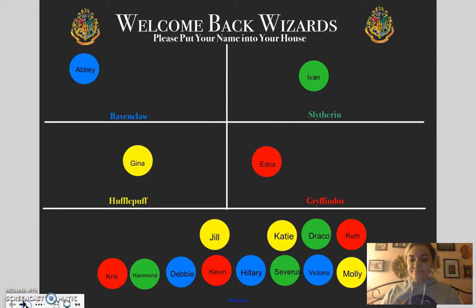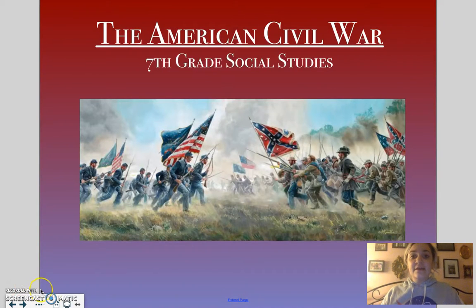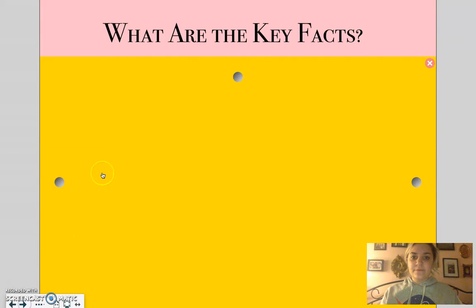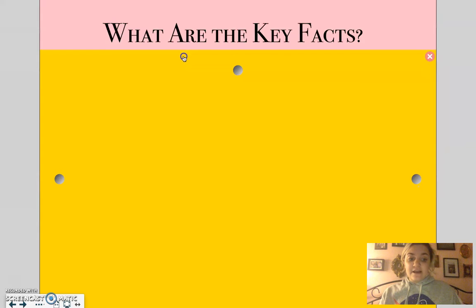So like I said, we're going to be going over the American Civil War for 7th grade social studies. This is my title page with just a little graphic about the Civil War. Here I have a screen shade where we're going to be going over the key facts of what we're going to be learning in this lesson.